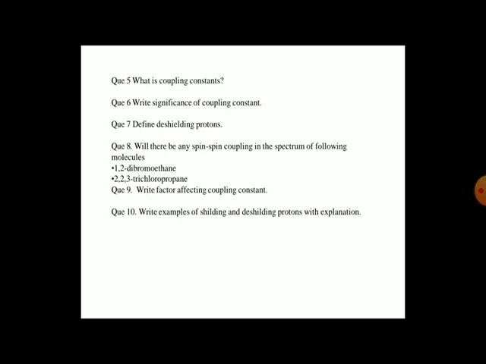Fifth question, what is coupling constant? Sixth question, write the significance of coupling constant. Seventh, define deshielding protons. Eighth question, will there be any spin-spin coupling in the spectrum of the following molecules? 1,2-dibromoethane. Second, 2,2,3-trichloropropane. Ninth question, write the factors affecting coupling constant. Tenth, write examples of shielding and deshielding protons with explanation.